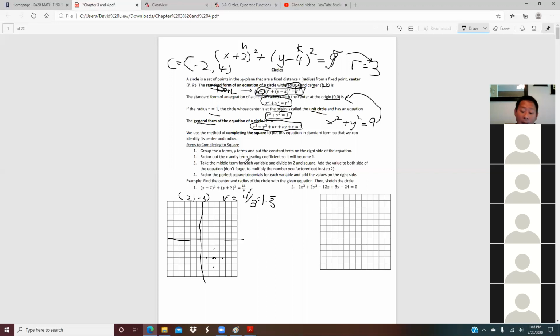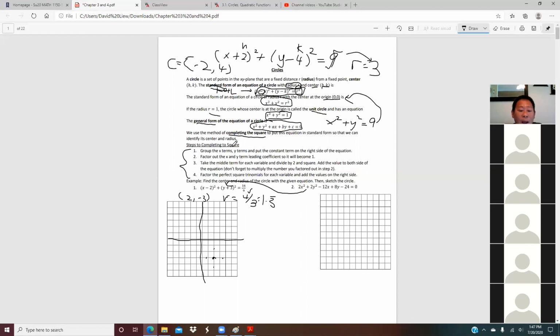However, if I give you a general form like this, in order for you to change this general form to the standard form so you can tell the center and the radius straight away, you have to perform what we call completing the square. And how do you do completing the square? These are the 4 steps you do. And guess what? Later on in 3.1, when you do the quadratic formula, you have to know how to do this.